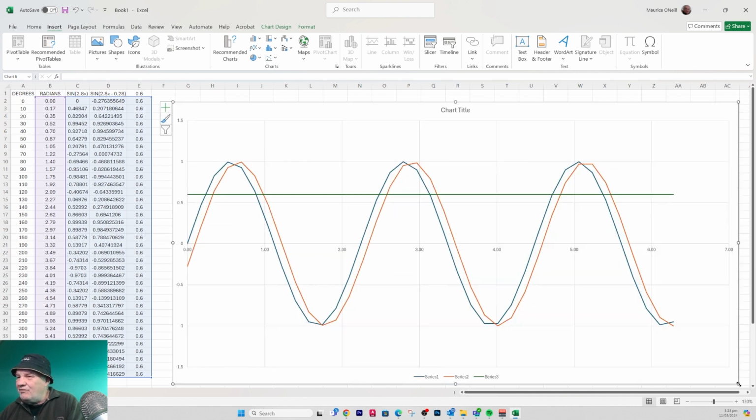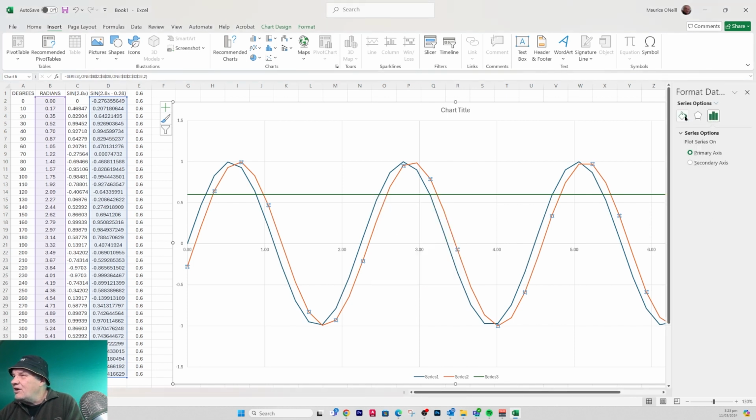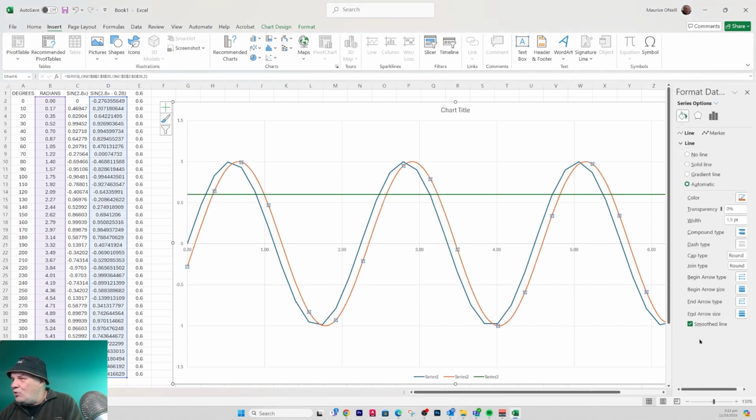So I'm going to make it the full page there. All right. So yeah, it needs a title, a few things that I notice there. For instance, okay, these here are looking very chunky. I would like to have them smooth. So I can do that by just right-clicking, Format Data Series, click on the paint bucket there, smoothed. Done. And I'll do that for the other one.